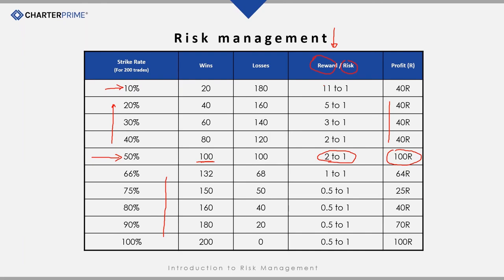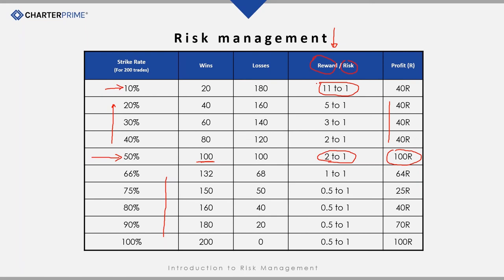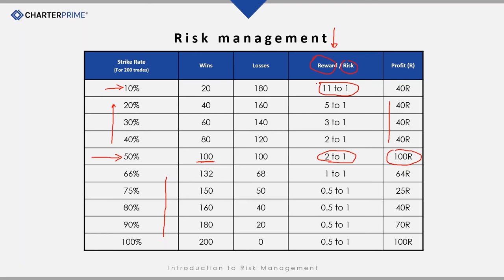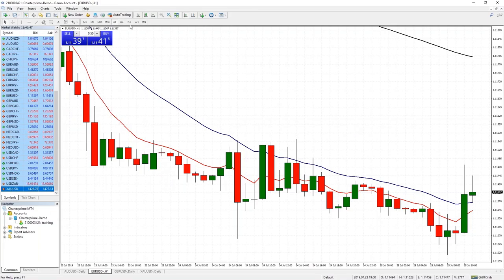Now, this is very unusual. I should be quite open with you here. Achieving a reward to risk of 11 to 1 is a little bit unrealistic, but it's just for the numbers. You can have a very low strike rate as long as the reward to risk is in your favor. That's the real critical component of this entire slide, understanding that reward to risk. And if I was to go back, what are we here with?